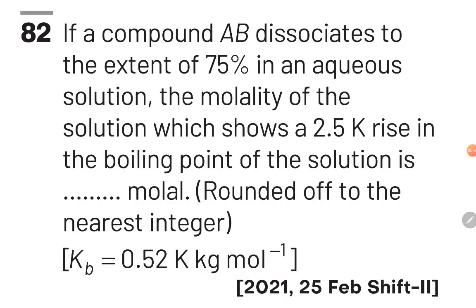Yes students, the 17th question of the chapter is, if a compound AB dissociates to an extent of 75% in an aqueous solution, the molality of the solution which shows 2.5 Kelvin rise in the boiling point of the solution is. Guys, in this question, we will use the formula of elevation in boiling point. This formula is delta TB is equal to i into KB into molality. Delta TB has been given as 2.5 Kelvin and the value of KB has been given as 0.52. We need to just calculate the value of i, which is the Van 't Hoff factor.